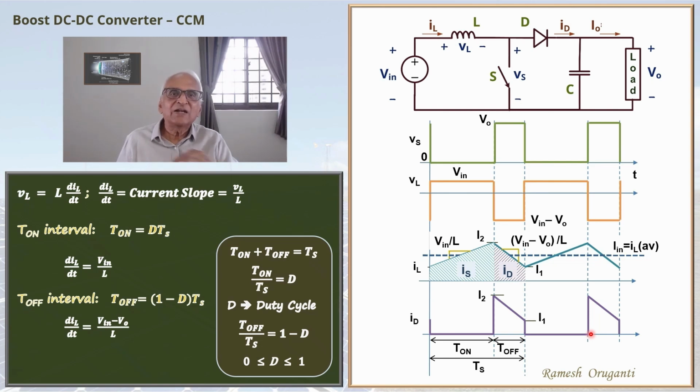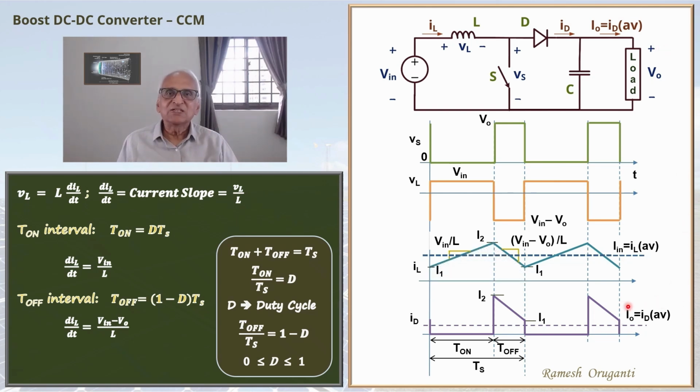The diode current has a DC part and a ripple part or an AC part. The AC part flows through the capacitor because our capacitor is very large. It is meant to filter the AC part. The DC part of the diode current flows through the load. So the average diode current is the load current. So I0, the DC load current, is ID average.